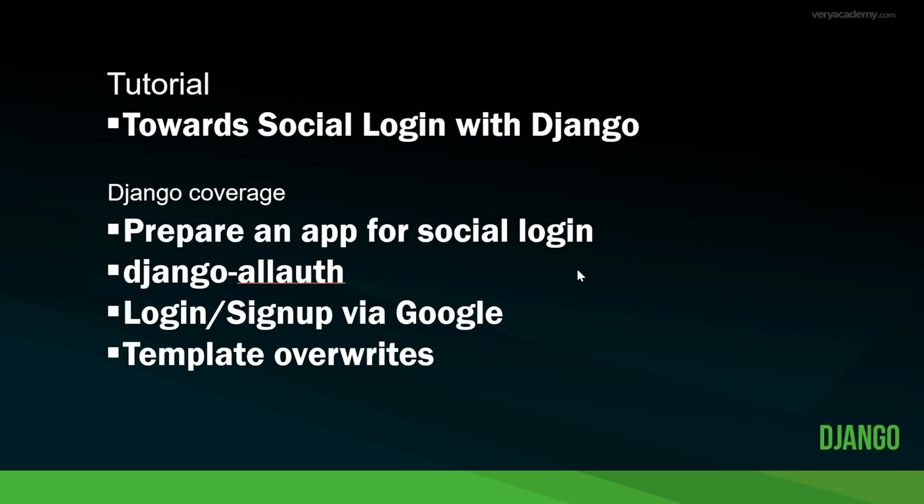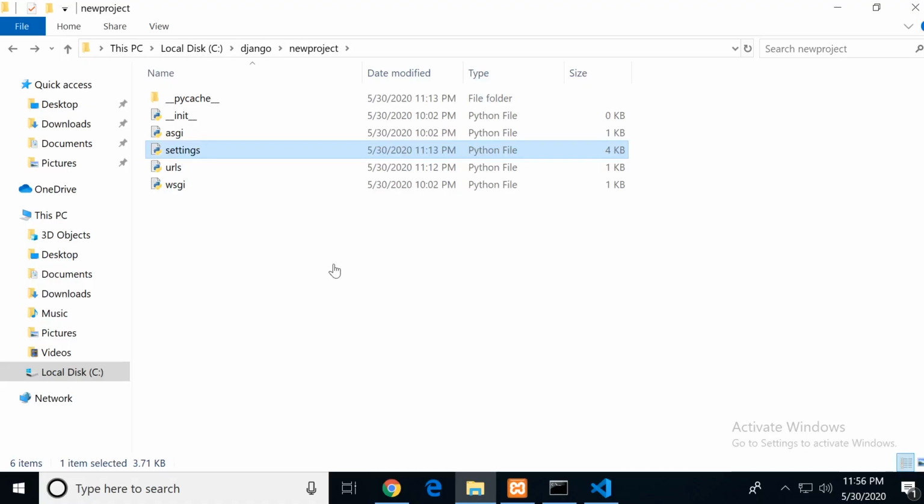The last thing I want to go over is template overrides. By default, as I've alluded to before, the allauth package comes with its own templates. So I guess the question is, how do we override these templates? Let's find where the templates that the allauth application uses are placed.